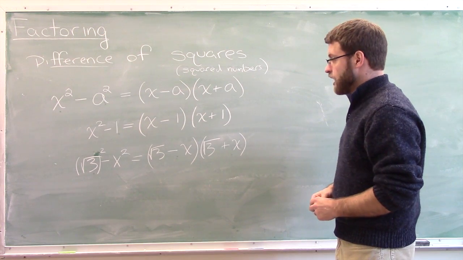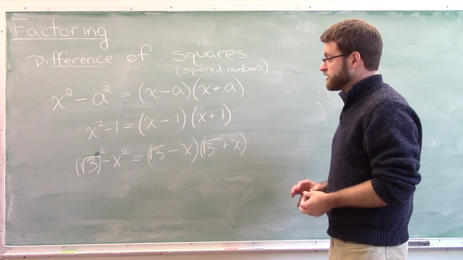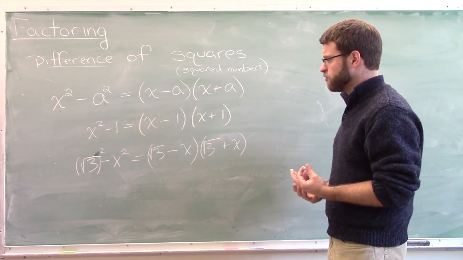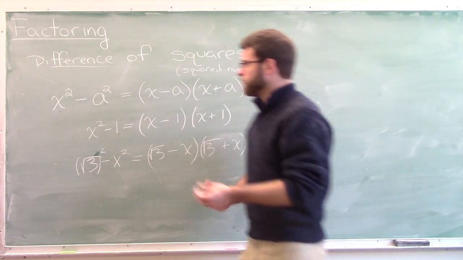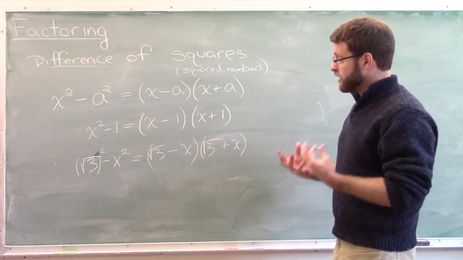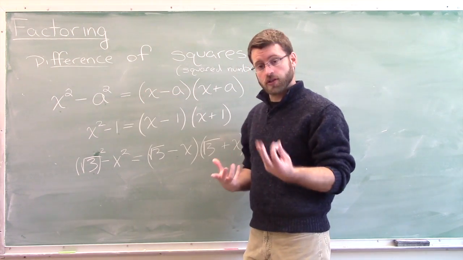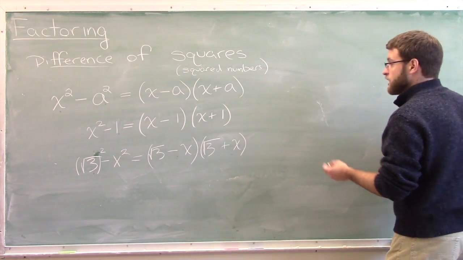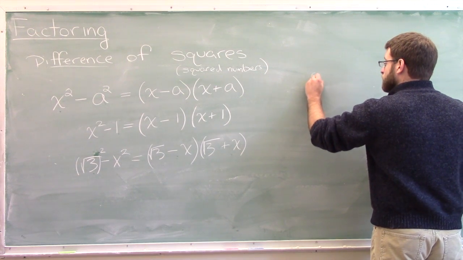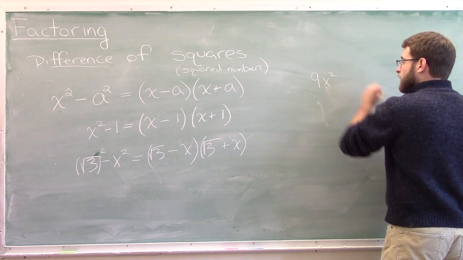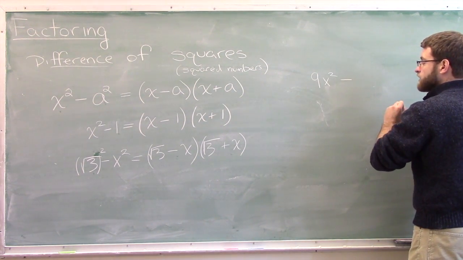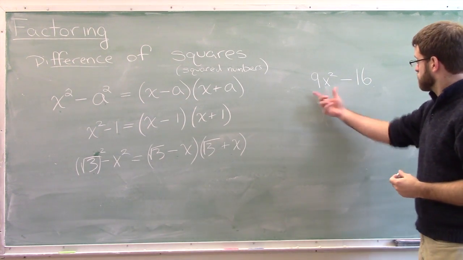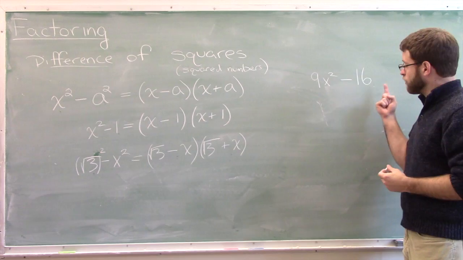Okay? You can continue using the examples. You can have other things that come into play. You could have x's with coefficients on them and still use this pattern as long as you respect the structure as a whole. So another, maybe a little more complicated, example would be 9x squared minus 16. Okay? So I'm writing down this polynomial.